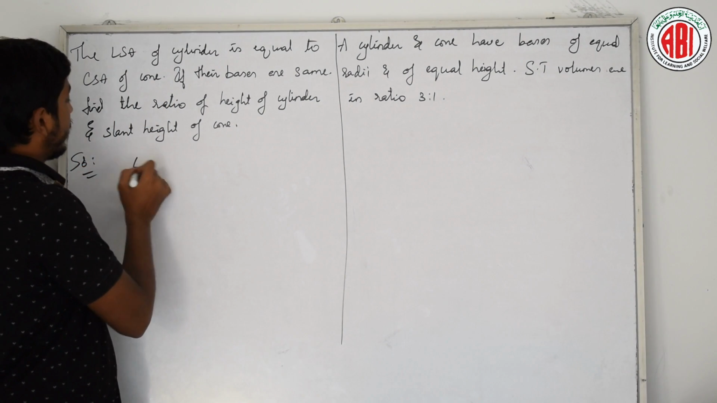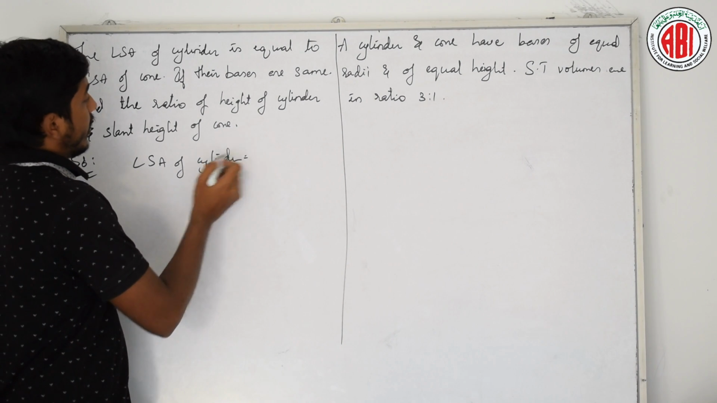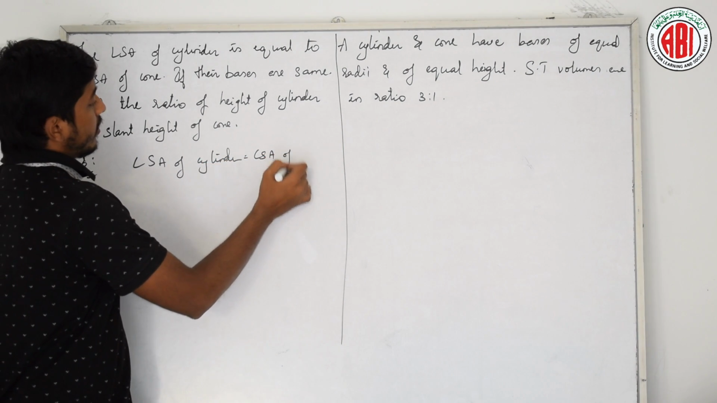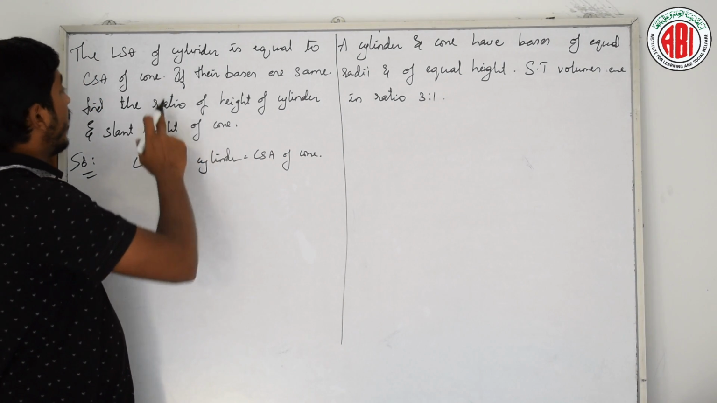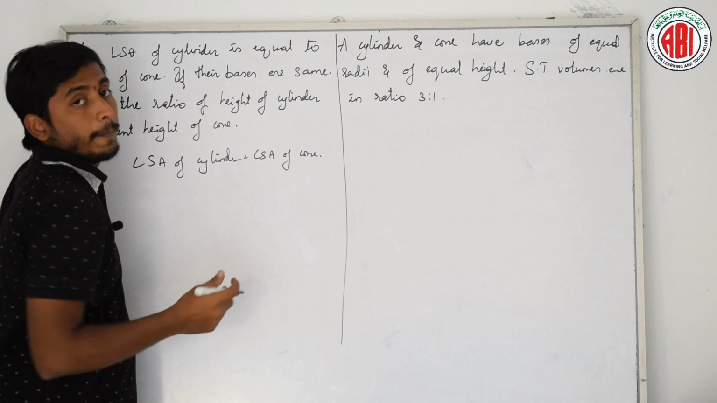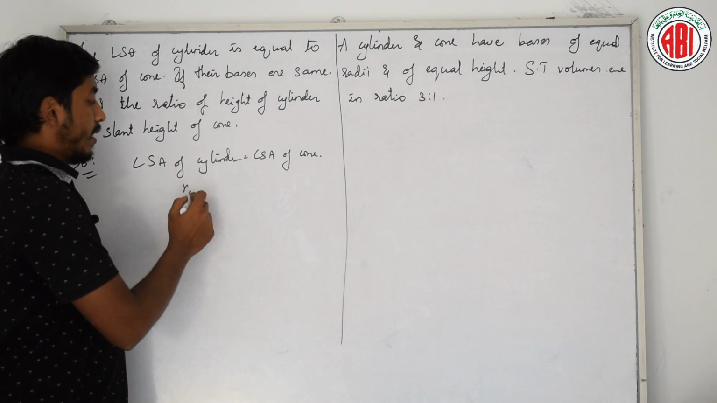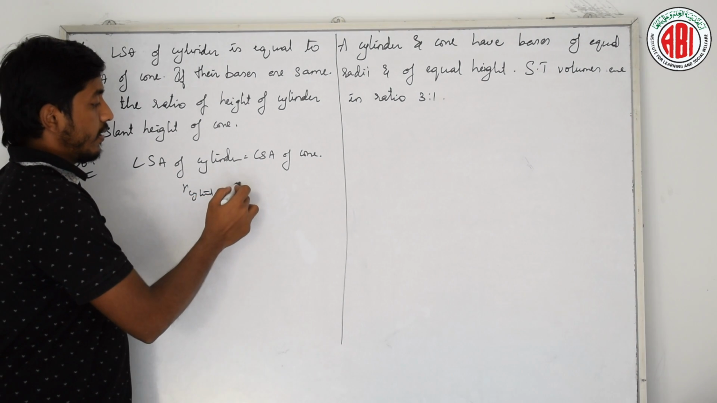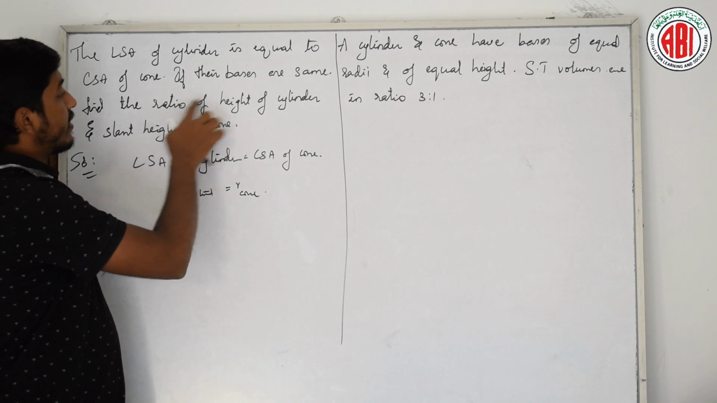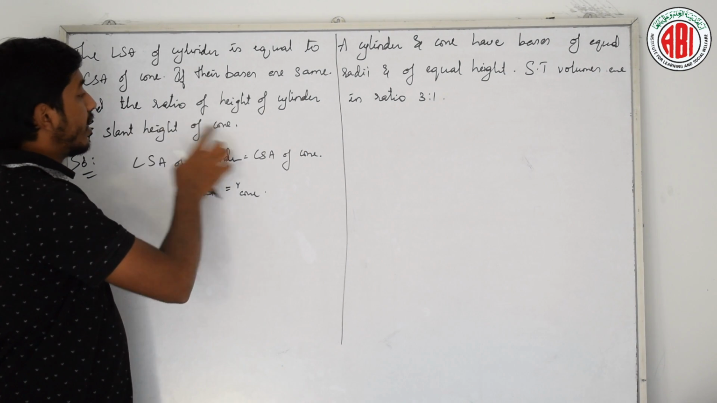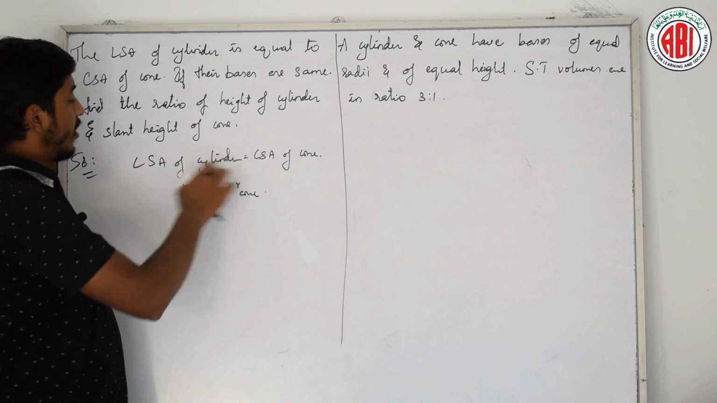That is, LSA of the cylinder is equal to CSA of the cone, right? That is given. And what is also given? Their bases are the same. Bases same means their radius is the same. The radius of the cylinder is equal to the radius of the cone. And he is asking us to find the ratio of the height of the cylinder to the slant height of the cone. Okay.